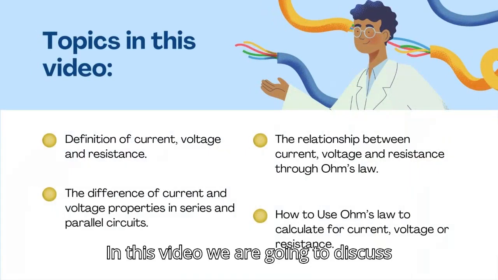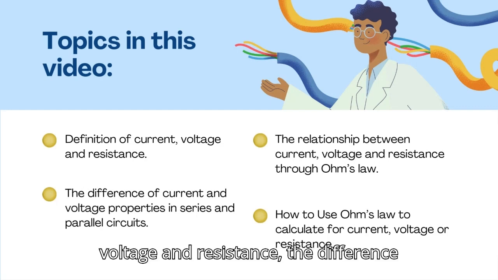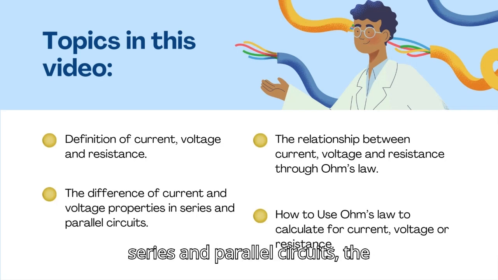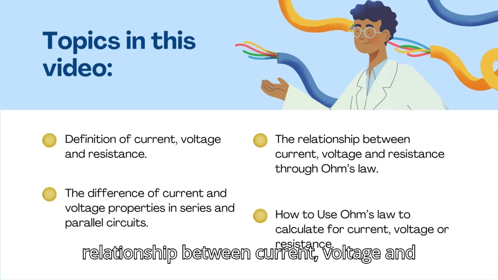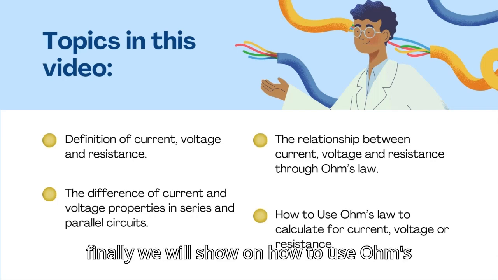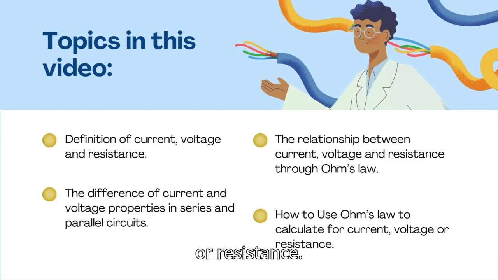In this video, we are going to discuss the definition of current, voltage, and resistance, the difference of current and voltage properties in series and parallel circuits, the relationship between current, voltage, and resistance using Ohm's law, and finally, we will show how to use Ohm's law to calculate for current, voltage, or resistance.